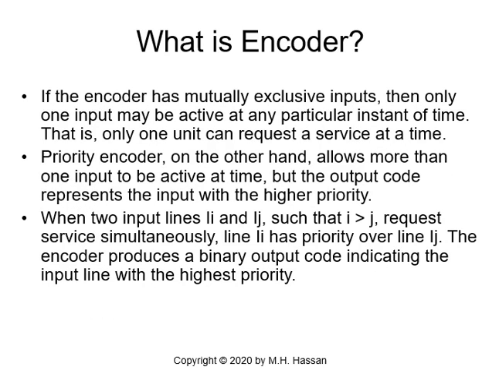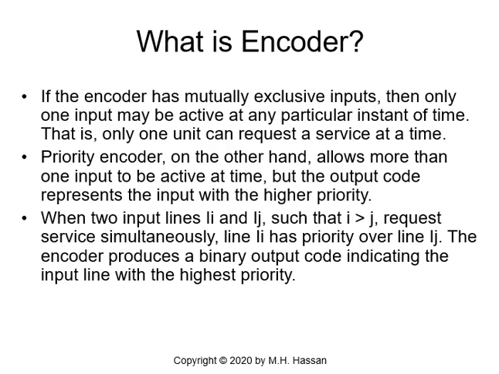If the encoder has mutually exclusive inputs, then only one input may be active at any particular instant of time. That is, only one unit can request a service at a time. However, a priority encoder, on the other hand, allows more than one input to be active at a time, and the output code represents the input with the higher priority. So in the priority encoder, more devices can request service at the same time, but only the one with the highest priority will be recognized, and all the other devices will be ignored.